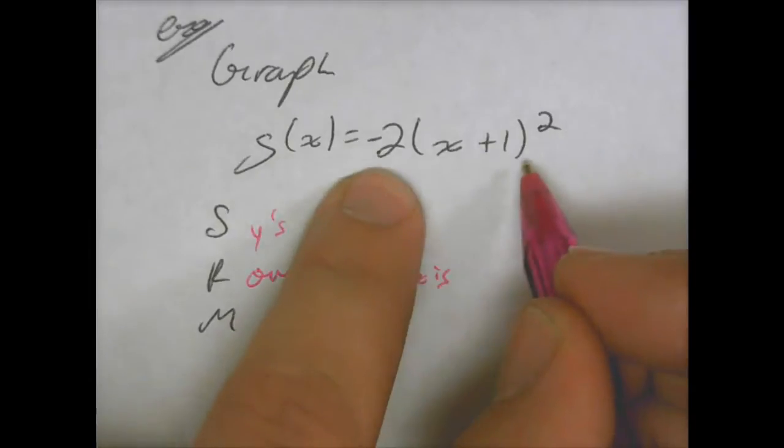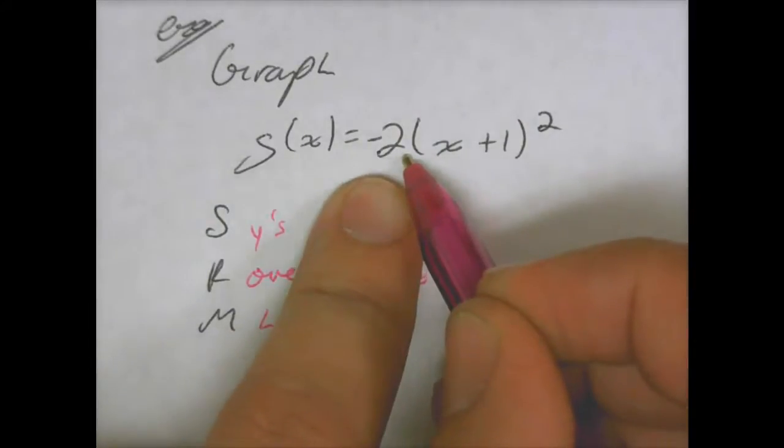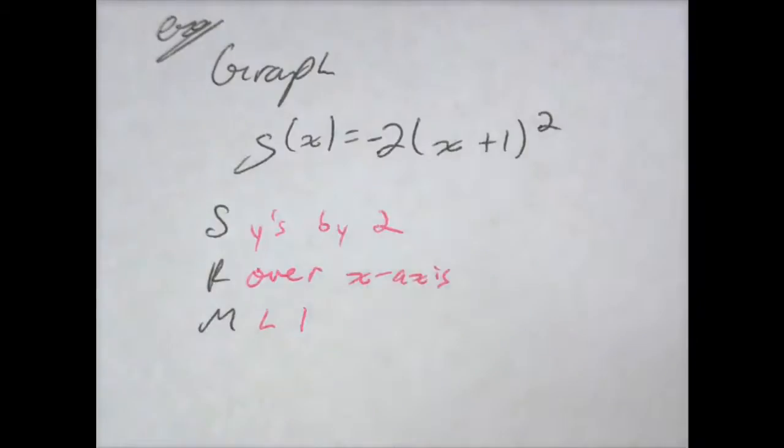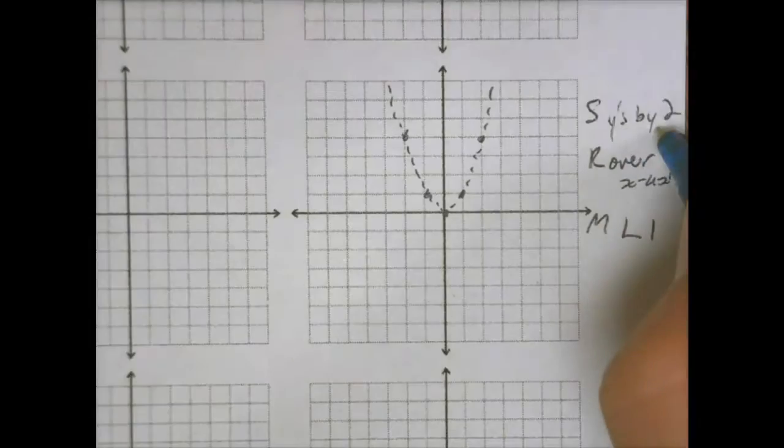On the outside of our parentheses we have a 2. So if it's on the outside, just do whatever you see. So you will multiply everything by 2, and then you will flip it over the x-axis. Alright, so again, make sure you follow the order of transformations. First we are going to stretch and multiply the y's by 2.